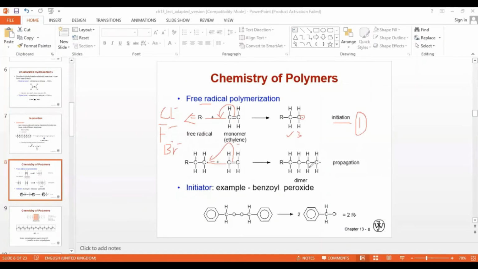If you see all these three, 4 bonds are there. But in the last one, this carbon has only 1, 2, 3 bonds, and that's why I have a dot here. Right, this is the propagation stage.